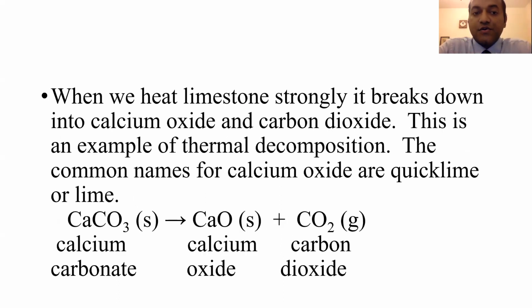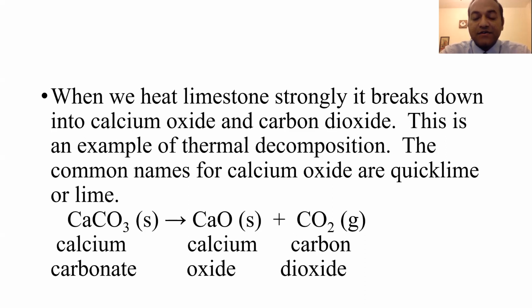Okay, so when we heat a limestone, again, limestone usually can be derived from nature. For example, the shell contain limestone, or from mining of the stone, all right, the limestone from the mountain or from the cave, they can get the limestone. So when the limestone is heated, it can break down into calcium oxide and carbon dioxide. So this is an example of thermal decomposition. The common name for calcium oxide are quicklime or lime.